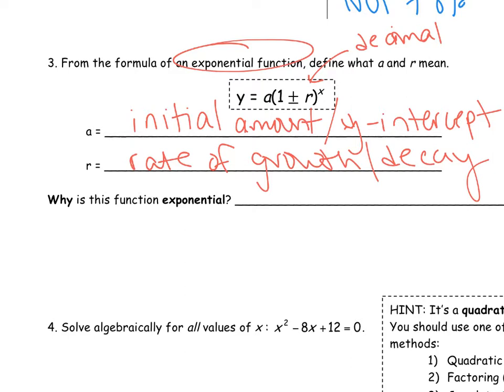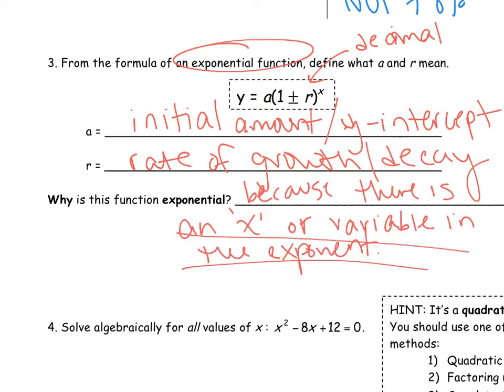And then lastly, why is this exponential? It's because there is an x or a variable in the exponent, which I'll highlight over here in blue. Be careful not to confuse that with the quadratic. While the quadratic does still have an exponent, the quadratic has an x squared. All right, let's take a look at the next question.